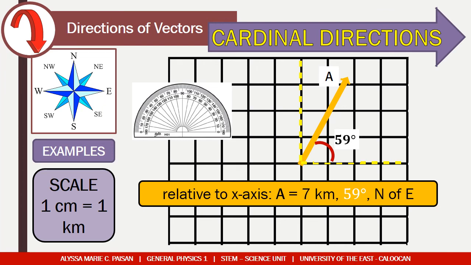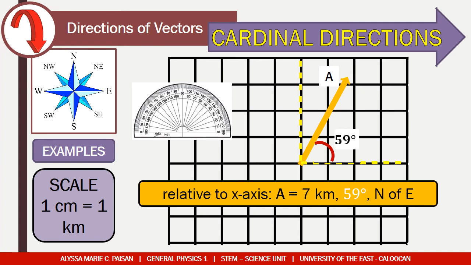Okay, again, you don't need to write relative to x-axis if the direction is already written, because it's automatic that when you say north of east, that's relative to the x-axis. Okay? So the pattern would be like this. The letter or the variable that represents the vector, equal sign, the magnitude, of course, don't ever forget the unit, the specific angle, and then the direction. Okay? That's the pattern. So, how about if it's relative to the y-axis?